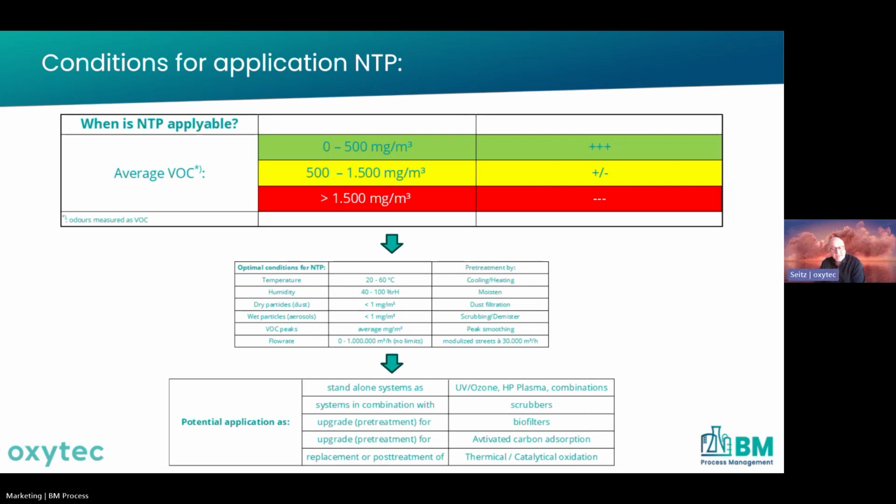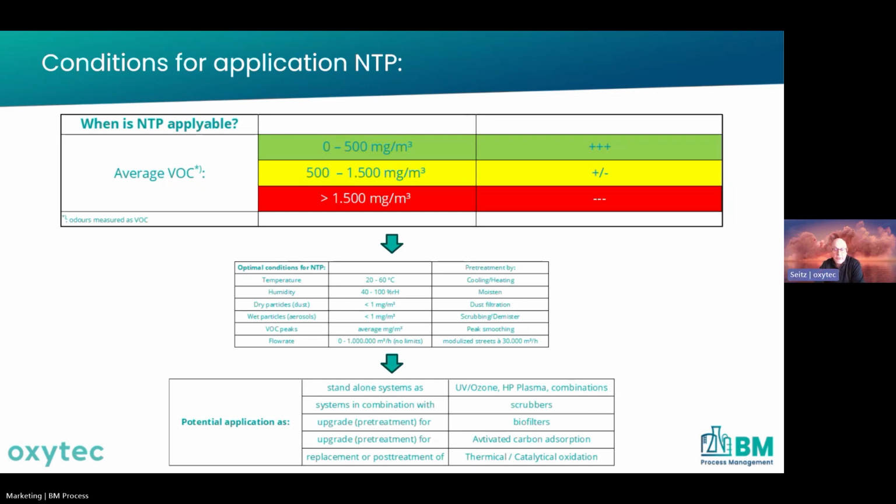If you have peaks, as I said before, peaks over seconds or some minutes, we are using peak smoothers, which reduce the peak to an average concentration, and the load on the peak smoother will be regenerated after the peak is gone. And regarding flow rate, there's no limit. We can build in modular strings of 30,000 cubic meters per hour and put them parallel one after the other.